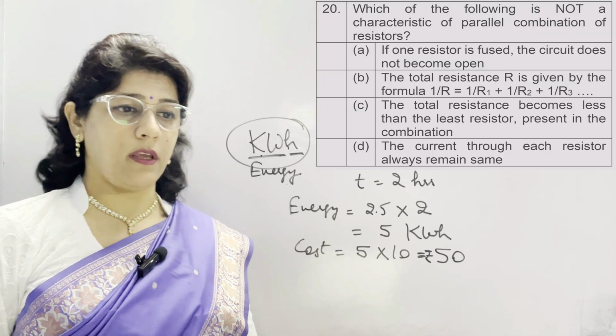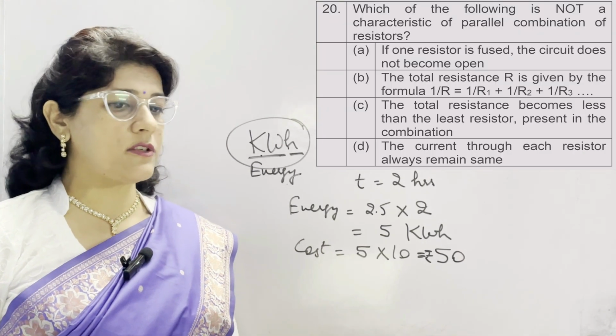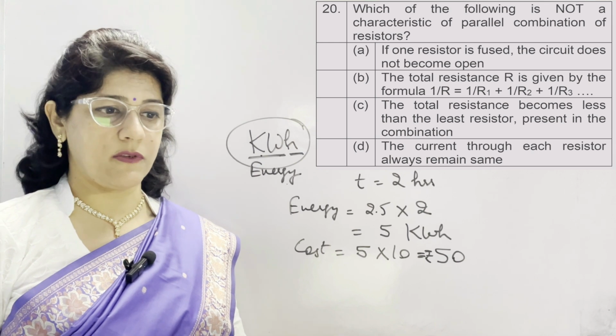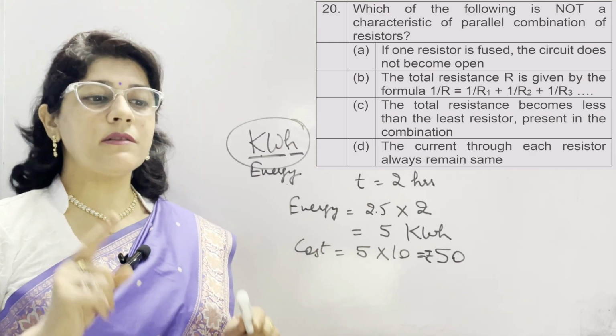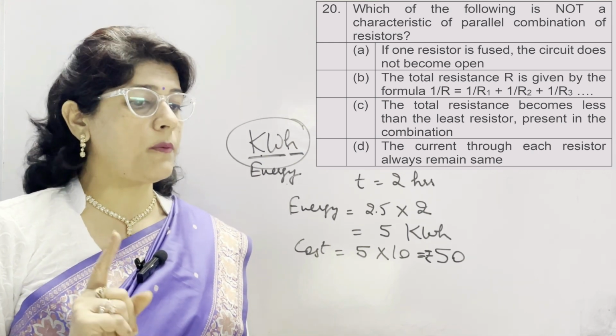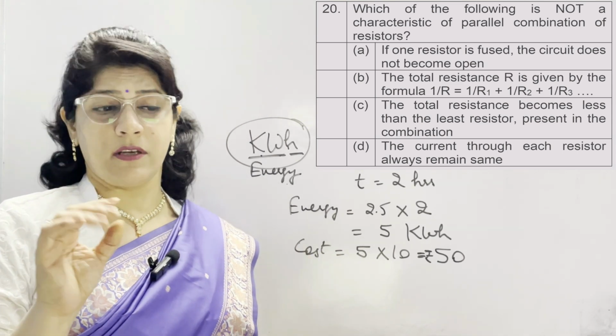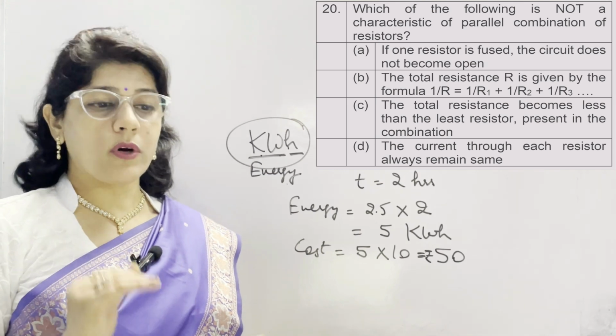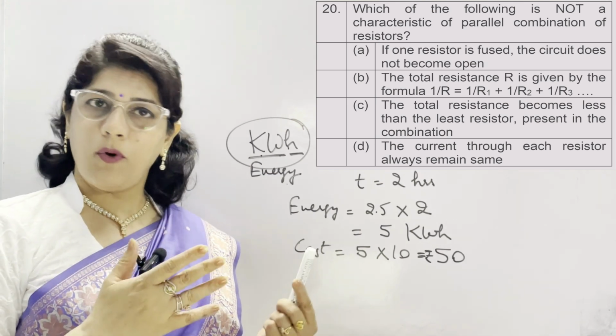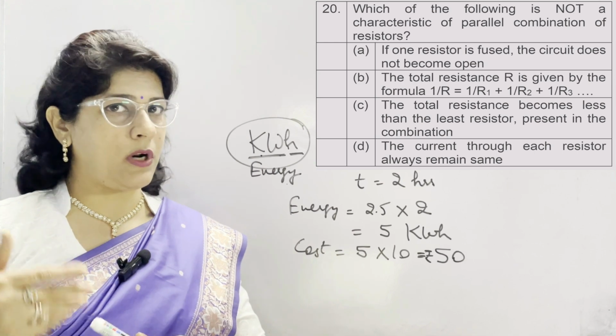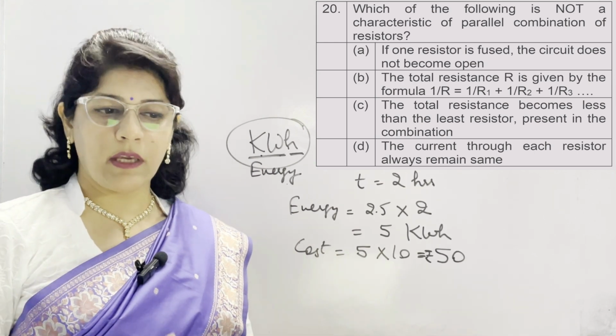In question number 20, which of the following is not a characteristic of parallel combination of resistors? A option, if one resistor is fused, the circuit does not become open. हमें पता है ये ऑप्शन ठीक है. Not a characteristic, this is a characteristic. B is total resistance R is given by formula 1 upon R is equal to 1 upon R1 plus 1 upon R2 plus 1 upon R3, and this is again correct.